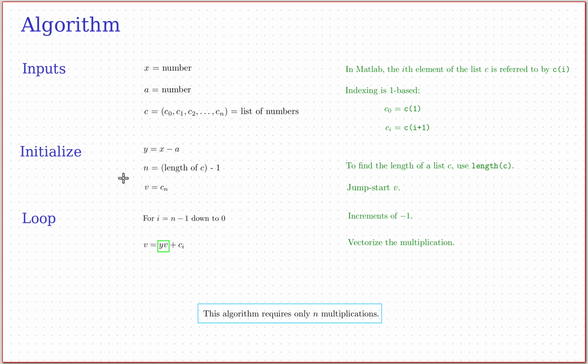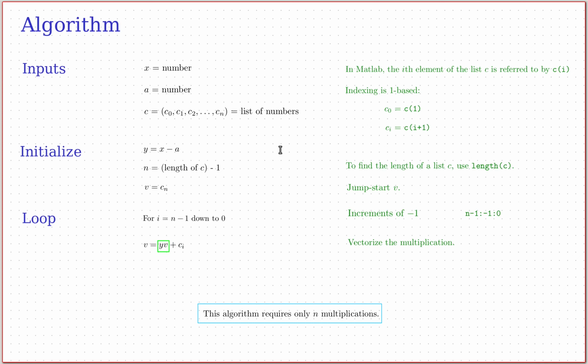So it's just a little simpler if we start off jump starting it, as I said, with v equal to cn, and then the next step would be multiplying by y followed by adding the next value of c. It works a little bit more smoothly that way, although you can do it either way.